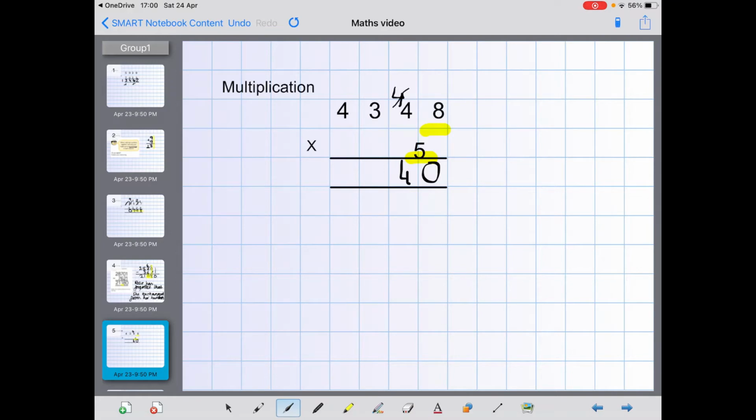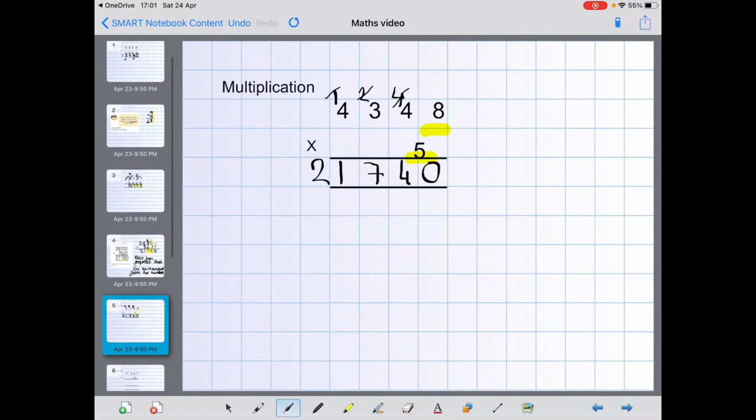I place my 4 and carry my 2. 5 times 3 gives me 15. Add the 2 which I carried, 17. Put down my 7 and carry my 1. 5 times 4 gives me 20. Add my 1, 21, and pop both digits down as I have reached the end of my calculation.